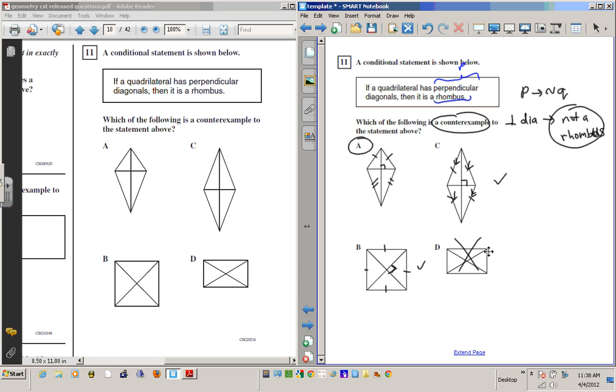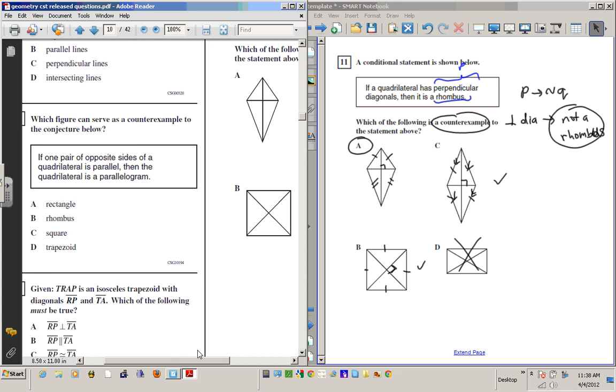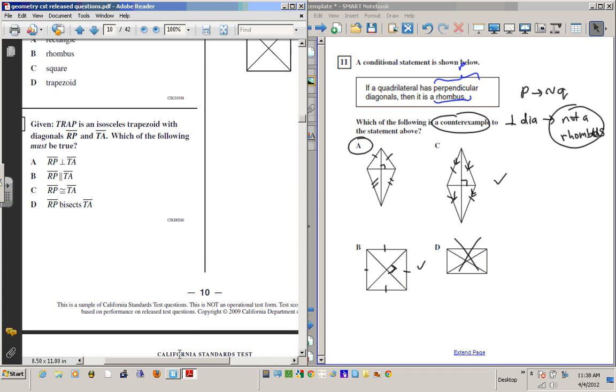Alright, so don't forget, a square is a special case of a rhombus. Okay? Not all rhombuses are squares, but all squares are rhombuses. And no rectangle is a rhombus, but all squares are rectangles based on the definition. Alright? So let's move on to the next example, number 12.